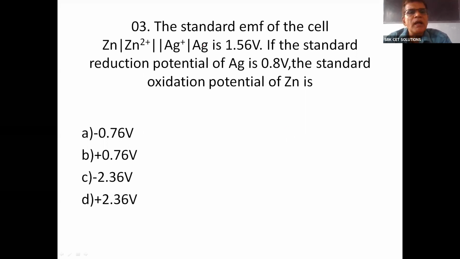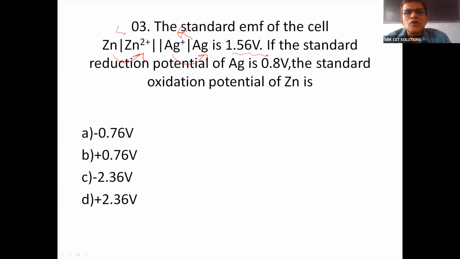Next question: the standard EMF of the cell zinc, silver. Look at the symbolic representation of this. We have here zinc getting oxidized to zinc 2 plus. Here I'll show it. This is oxidation and this is reduction. How you position it, this is on the left side, this is on the right side. This convention is very important. So the cell potential is 1.56 volts.